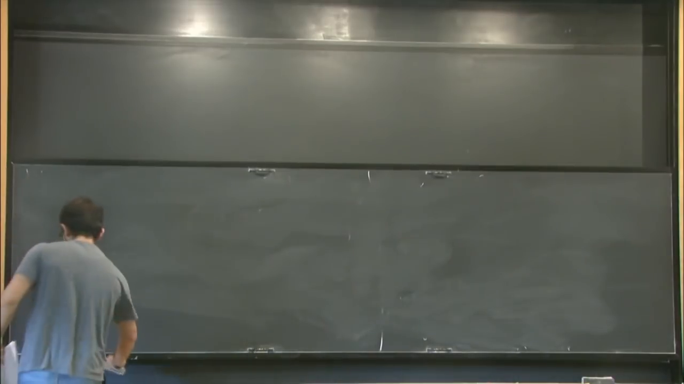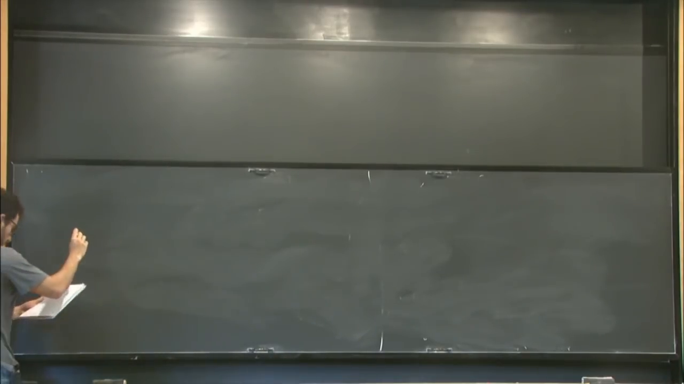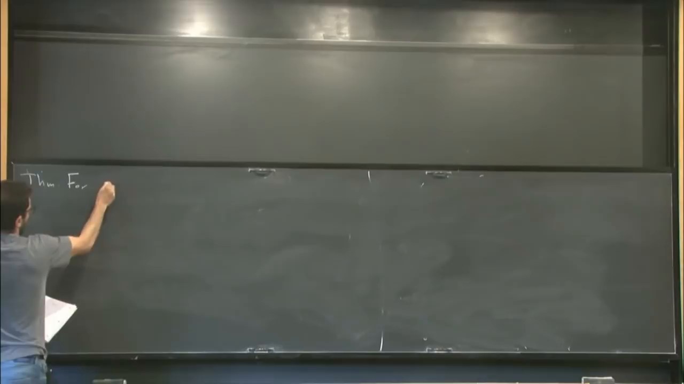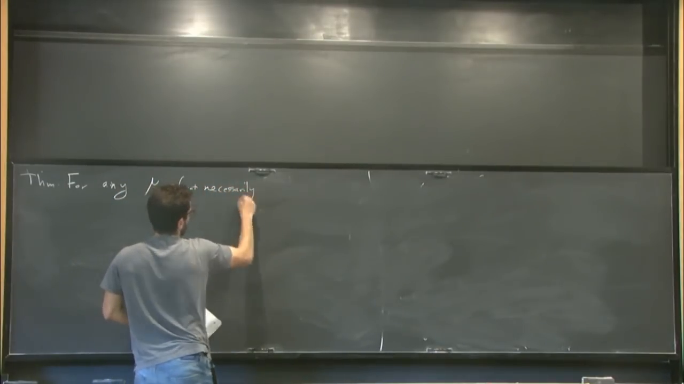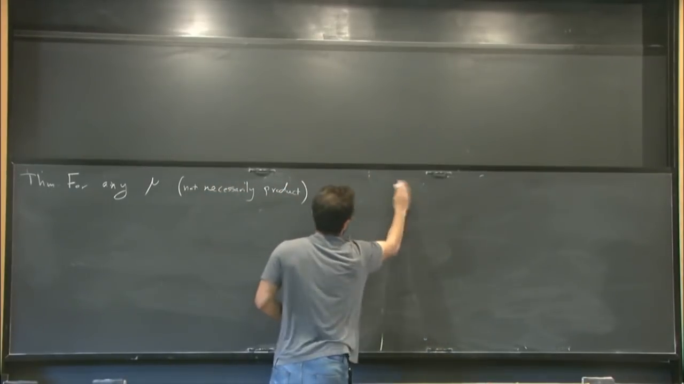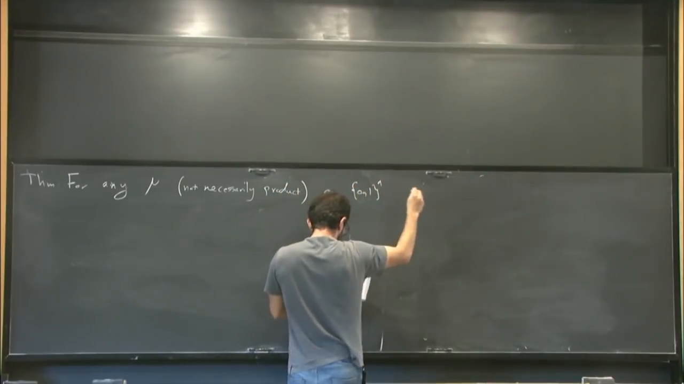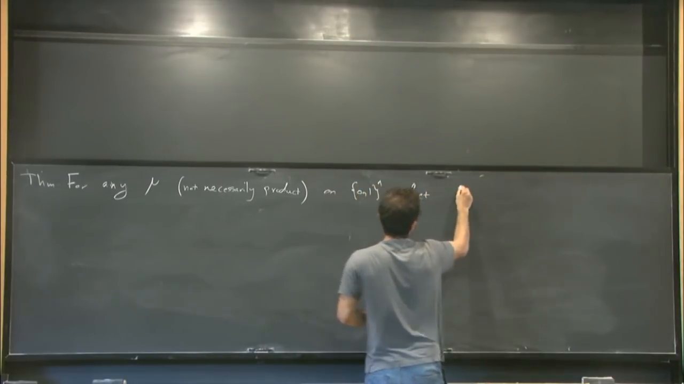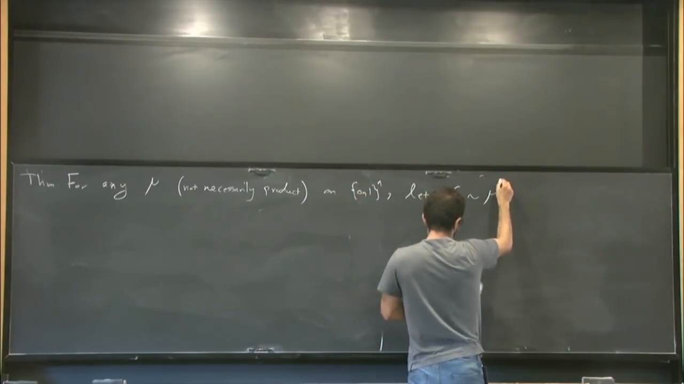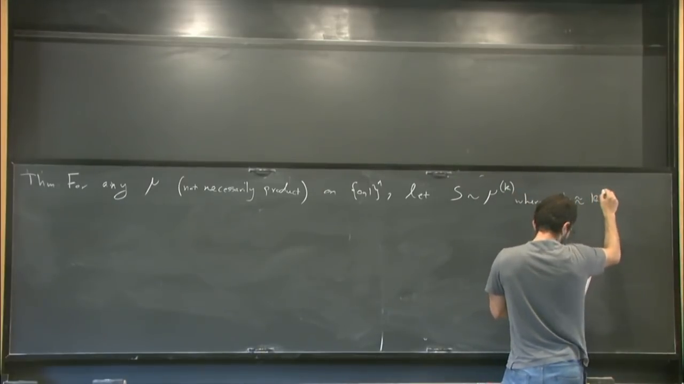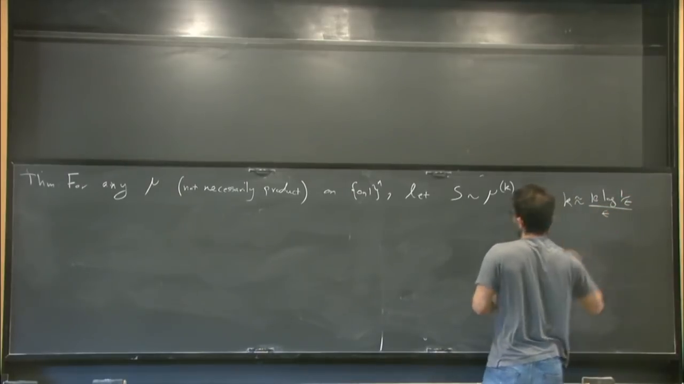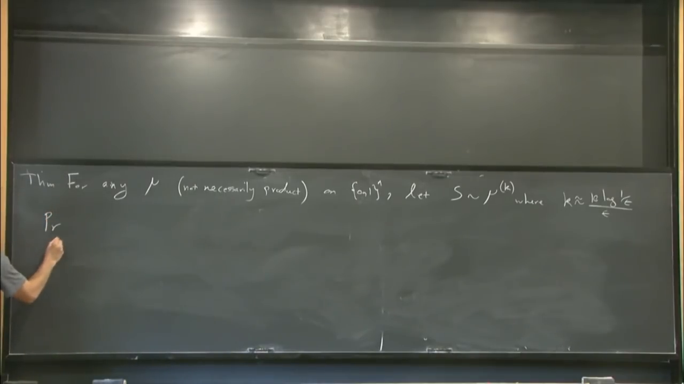In this setting, actually, let me write this statement. It's actually quite interesting. So I'm going to write another theorem which is going to imply that theorem. And here, there's no product distribution assumption. So let me write it. Theorem: for any mu, so this is not necessarily product, on 0, 1 to the n, let us sample S according to these boosted distributions. So S is sampled from mu to k, where k is roughly 10 log 1 over epsilon, let's say. The probability that this S is going to work, it's going to be our desired.